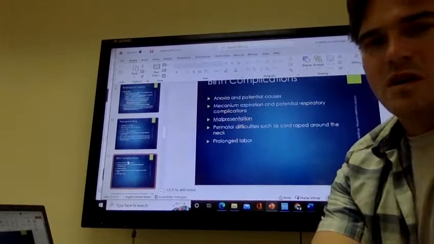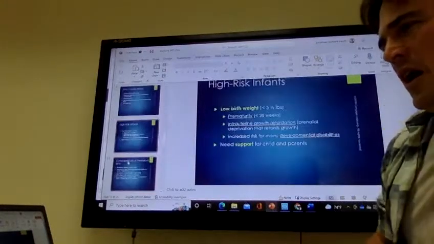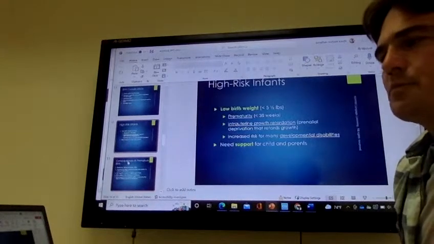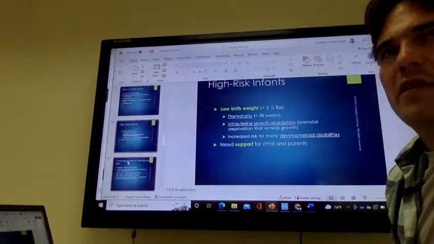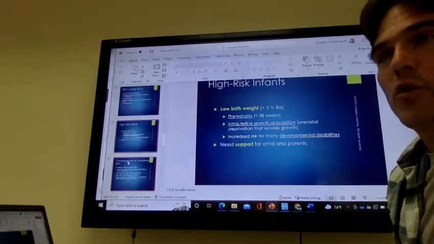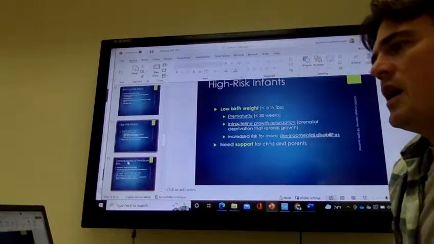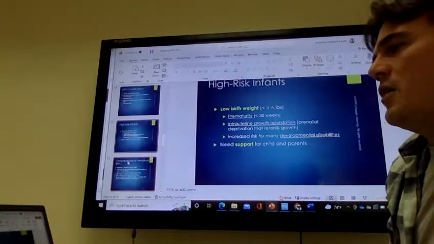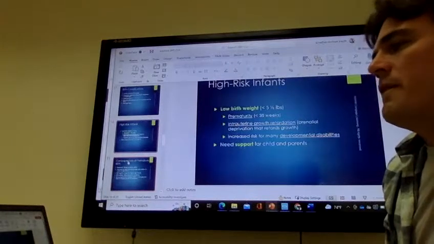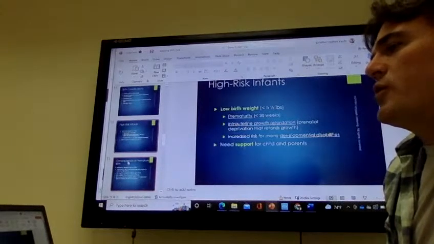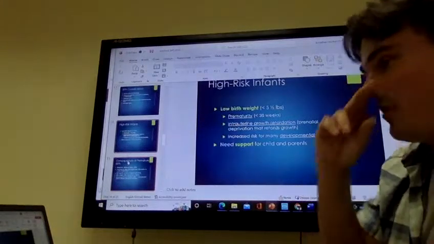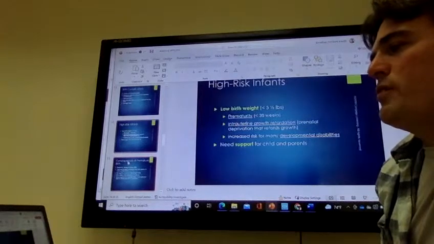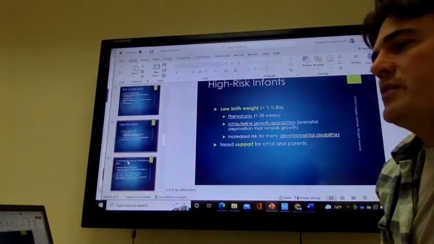I feel like that's what my wife had seen. So some high risk infants, that would be if you had a low birth weight, anyone less than 5.5 pounds. So if you are born early and premature, that's one. Prematurity is considered earlier than 38 weeks. Also, intrauterine growth retardation, so like prenatal deprivation that retards growth, and then that could be an increased risk for many of the developmental disabilities.